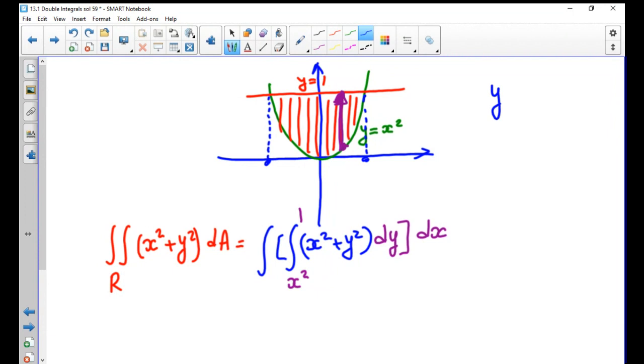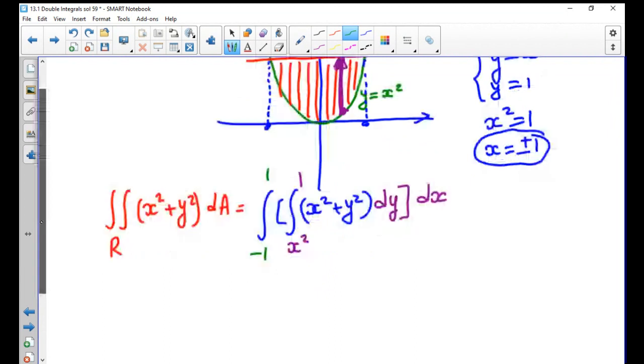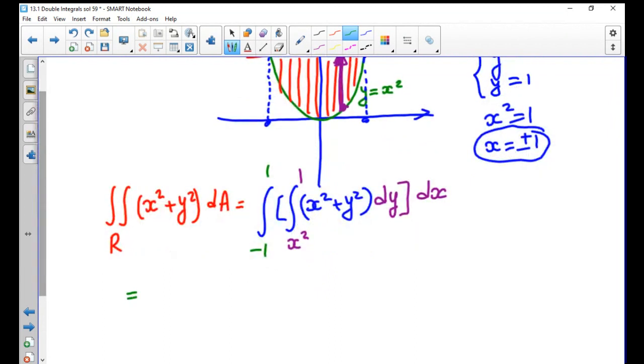That means I need to solve y equal x squared and y equal 1 together. So x squared is 1, which means x is plus or minus 1. So we need to integrate this from -1 to 1, like this. Now we can integrate, I think, without too many problems. So it's going to be from -1 to 1.